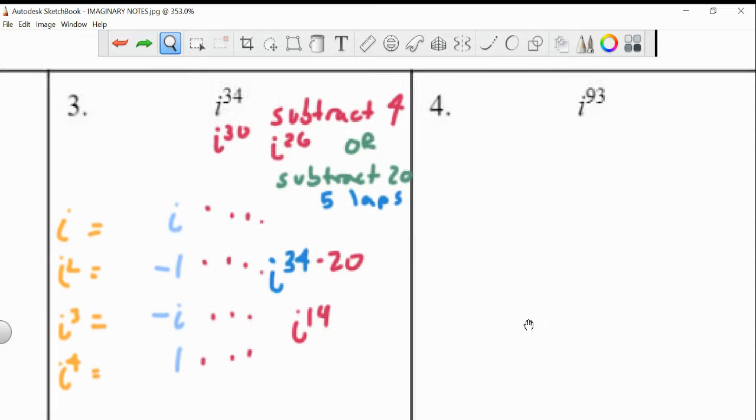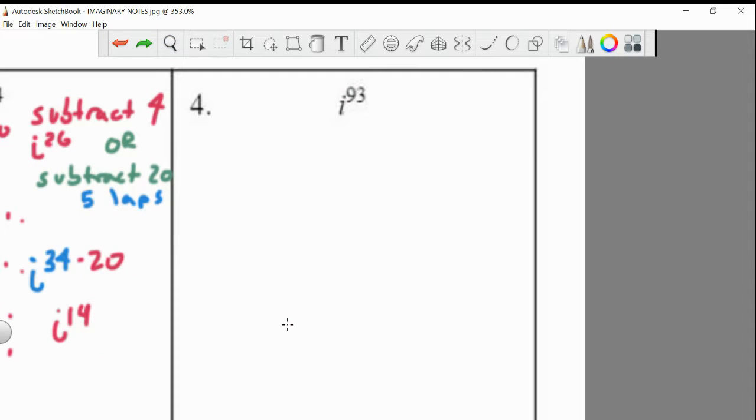Now, working with that same strategy on number 4, i to the power of 93, I would think, wow, I definitely don't want to count that high. I definitely want to shorten the amount of counting I have to. I definitely want to lessen this number, make this number smaller. I would start by subtracting numbers. Now, I could subtract 4, but that would be slow. So I'll subtract 20. That's pretty easy.